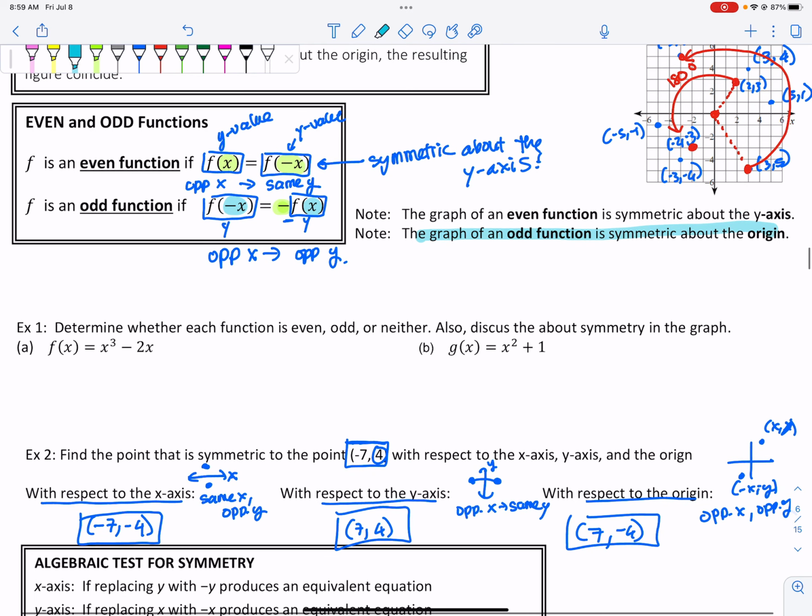Now let's look at an example. Determine whether each function is even, odd, or neither. Also discuss the symmetry in the graph. Part A: in order to determine whether this function is odd, even, or neither, and sometimes it could be both, we have to check. So what we're going to do is replace the input with the opposite, x, so f of negative x, and see if it comes out the same as the original f of x, or the opposite of f of x, or neither.